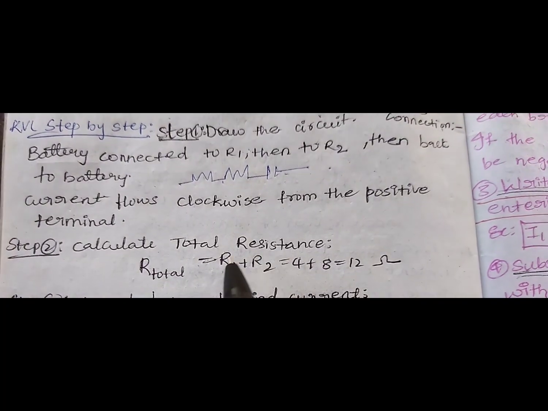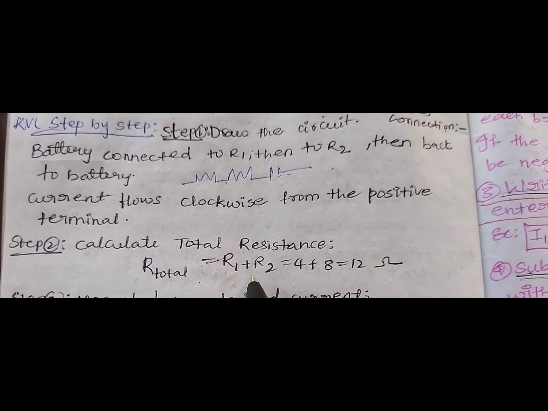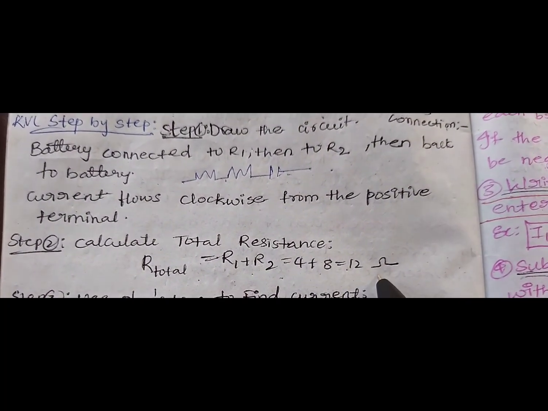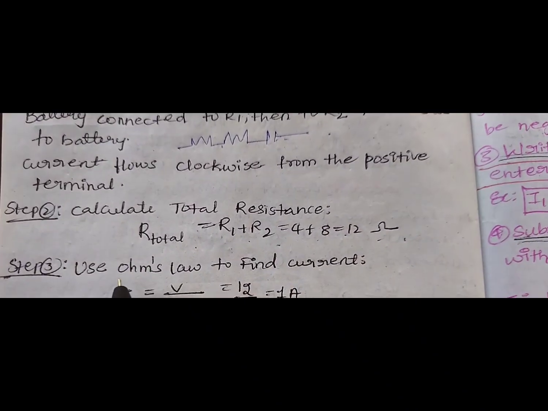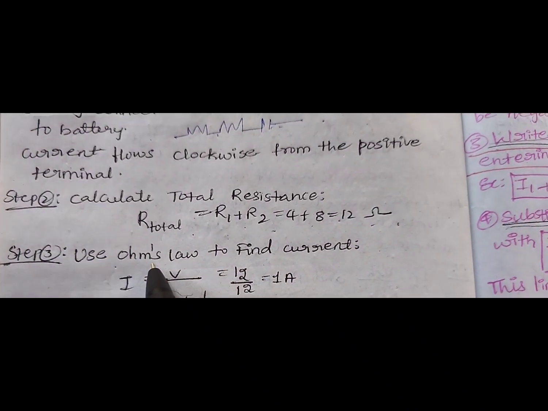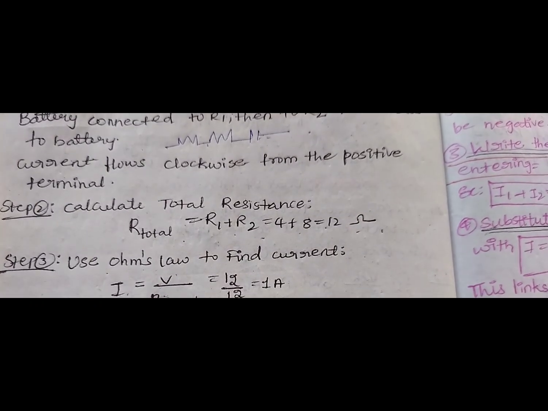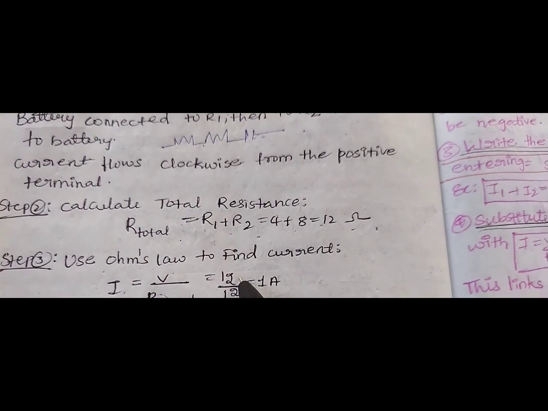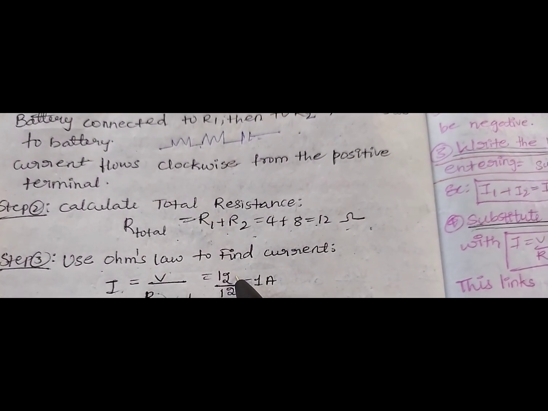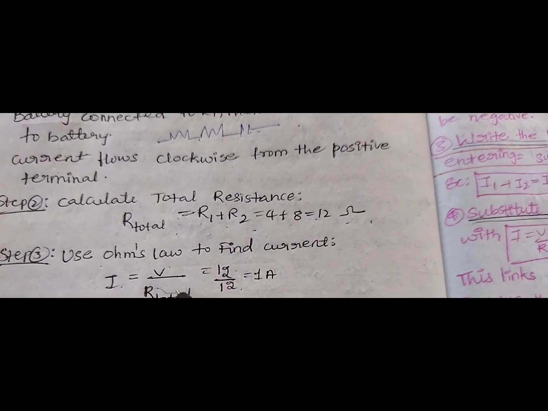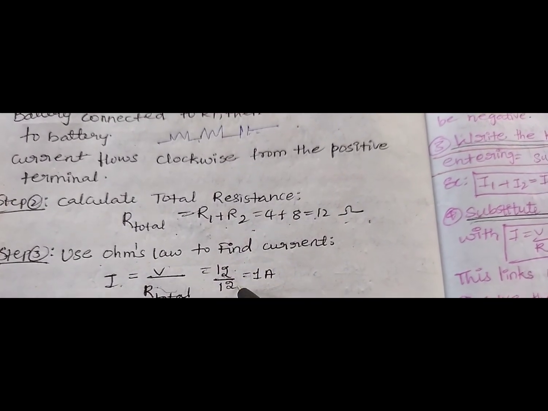Calculate the total resistance: R total equals R1 plus R2, which is 4 plus 8 equals 12 ohm. Using Ohm's law, I equals V by R. Here we are finding R total, which is 12 ohm. The voltage is 12, so 12 by 12 is 1 ampere.